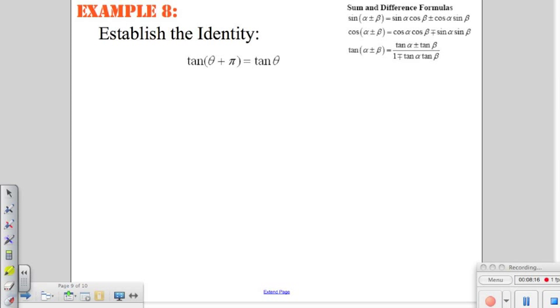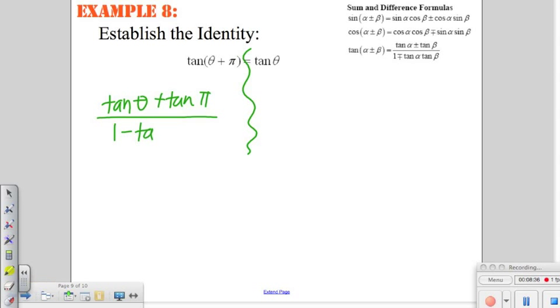Let's take a look at another. On the left side, I see a tangent sum. So let's go ahead and use that tan sum formula. So we're going to get tan theta plus tan pi, all over 1 minus tan theta times the tan of pi.